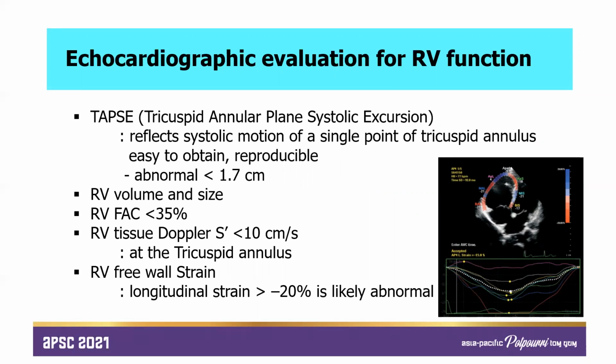And let's think about the most common parameters for RV functional assessment by echo. First, TAPSE, tricuspid annular plane systolic excursion. This reflects the most important RV systolic functional assessment. And RV volume and size are important. Additional measures include RV fractional area change less than 35%, RV tissue Doppler S prime velocity less than 10 centimeter per sec at the plane of the tricuspid annulus, and RV free wall strain greater than minus 20%, likely to be abnormal.